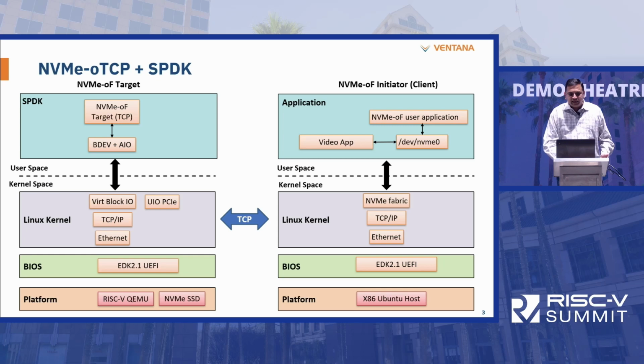And then on the left side is where the real meat of it all is, and that's the RISC-V QEMU platform. That again has a UEFI-based BIOS, a Linux kernel, and then on top of that is a user space SPDK, which accelerates storage. The SPDK engine has an NVMe over target TCP, a block device, and an AIO framework that talks to the Linux kernel using what's called the UIO-PCIe block. So that's the interface to the kernel from SPDK. This is the stack for the NVMe-oTCP plus SPDK demo.